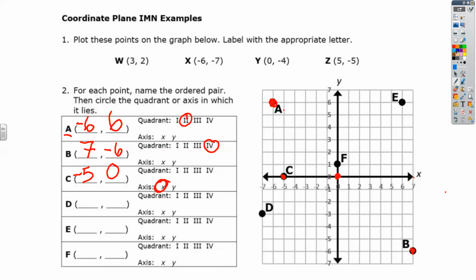Okay, here are the answers. See if you got these correct. D should have been -7, -3, and it is in quadrant 3. For E, it was +6 and then +6, and it is in quadrant 1. F, you stayed at the origin, and then all you did was go up 1 jump, and it is on the y-axis. Well, I hope you did a great job on this.